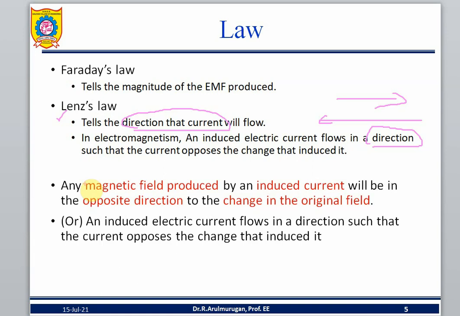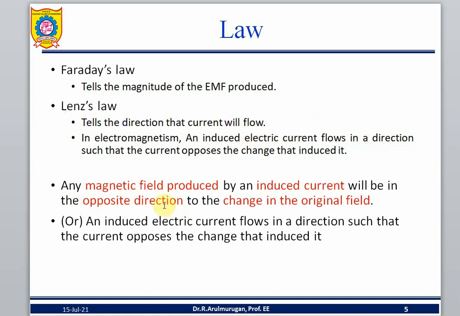Okay, one more question. The direction of the current flow indicates a dash law. The direction of current flow indicates the Lenz law, so you can write Lenz law.